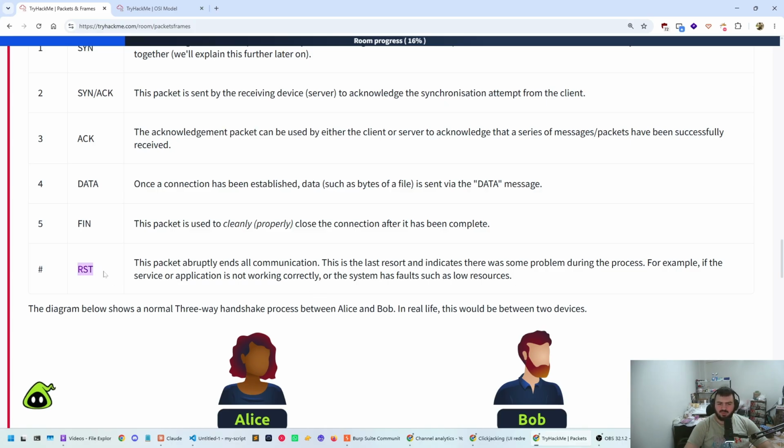Probably not reset then. I think it is reset. This is the last resort and indicates there was some problem during the process. For example, if the service or application is not working correctly, or the system has faults such as low resources. Okay, so this is probably a reset.